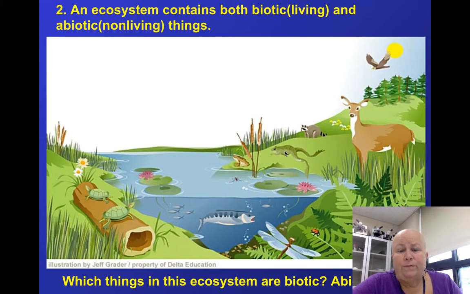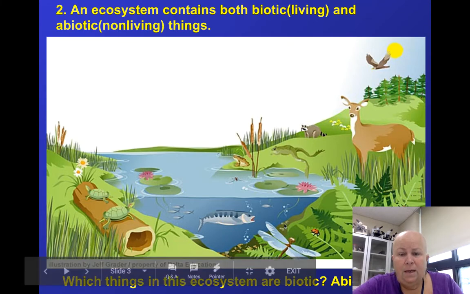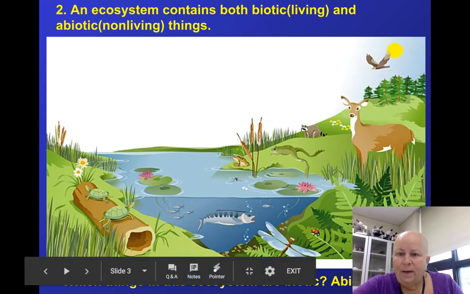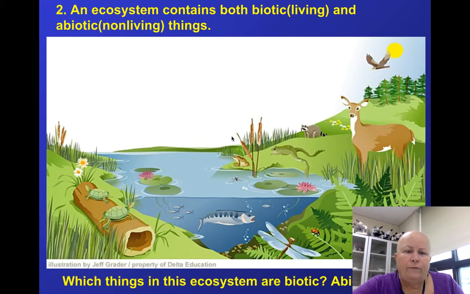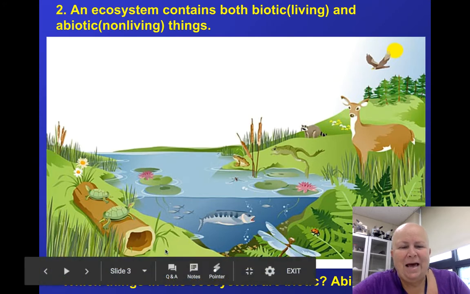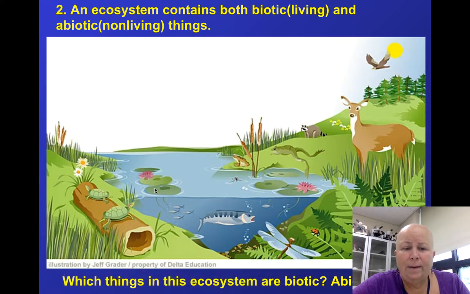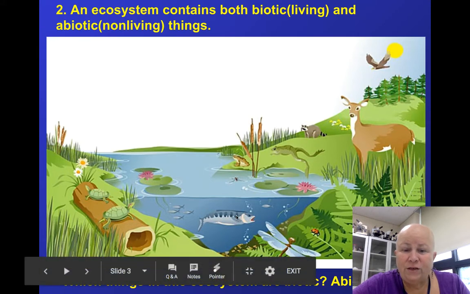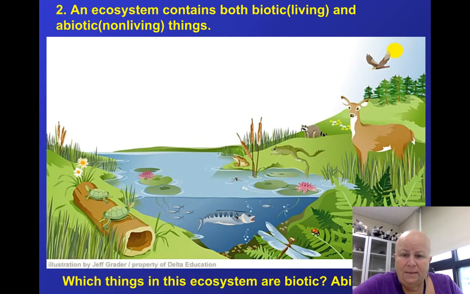So for example, the frog's definitely a biotic, the dragonfly, the ladybugs, the deer, the hawk or the eagle, whichever that is. Of course, all of the plants, these are cattails growing on the side. They're called cattails. You can look it up. Grasses, there's some lotus and the lotus pads floating in the water. The turtles, the fish. So those are all definitely biotic things in this ecosystem.